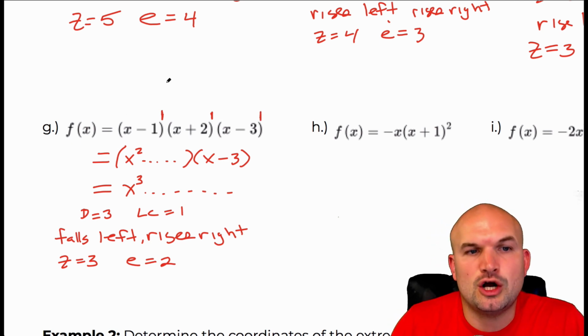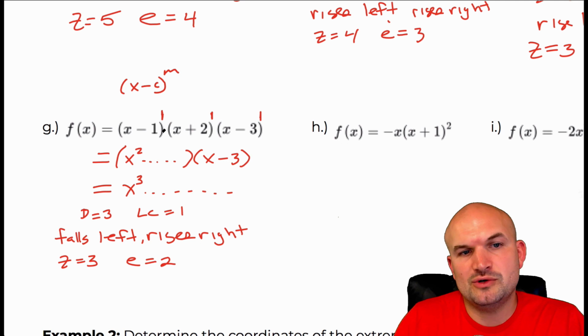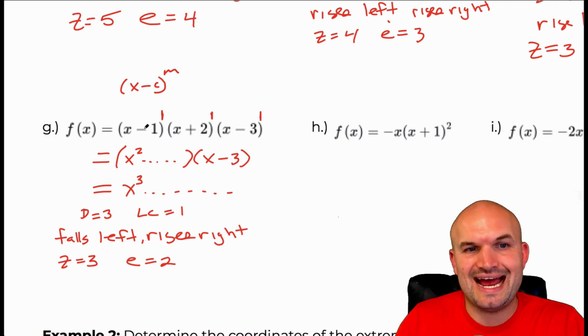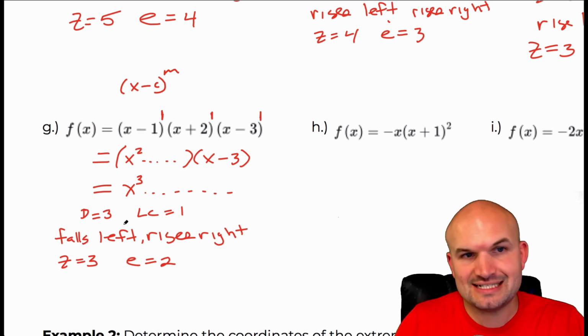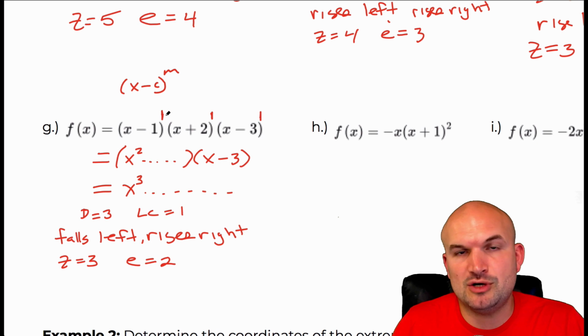But you can see that these are all in the form. Each of these factors is in the form x minus c raised to the m. So in this case, we actually have a 0 at x equals 1, because c is equal to 1. So at x equals c, which in this case is 1, we have a 0 at 1, and we have an odd multiplicity. So that means the graph is going to cross at 1.